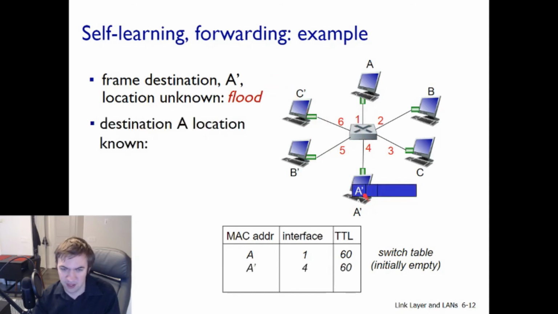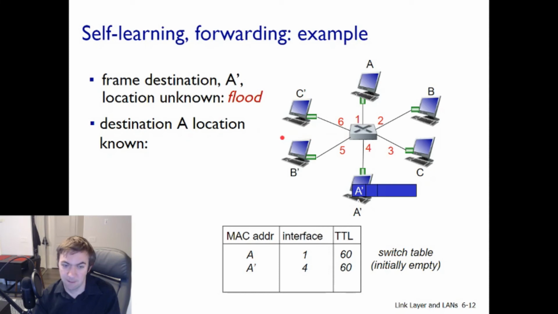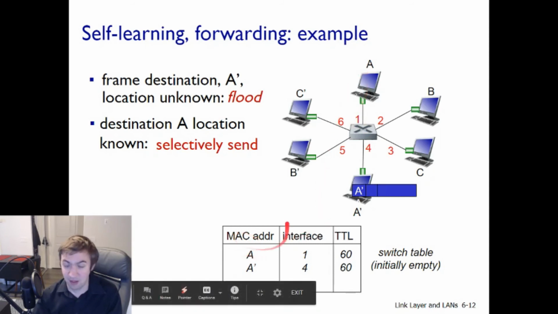A apostrophe is here, and so it sends a frame back. You might actually just have the destination be itself, and then once this frame arrives at the switch, it can add the information from A apostrophe to the table to say now it's on interface 4 and it knows where it is. In another example, if we're sending something to A, which is known, then we can just selectively send exactly what we want along interface 1, which is the one we know is connected to A based on the table.